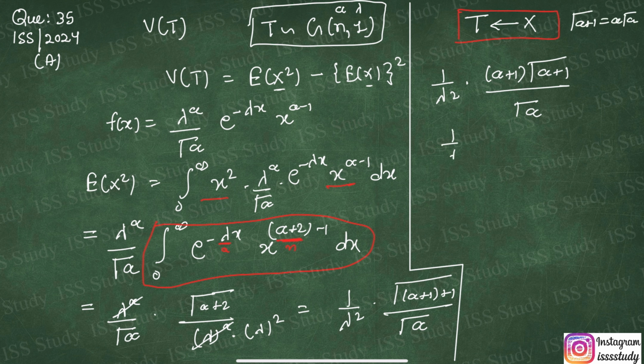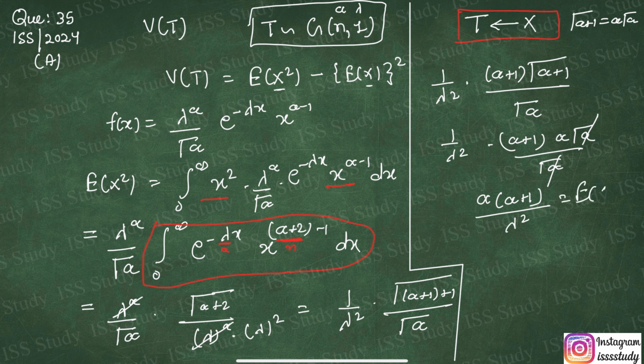So now 1 upon lambda square into alpha plus 1, and here I can write alpha gamma alpha. In the denominator I have gamma alpha, so I can cancel this out. And what do I have now? I have alpha times alpha plus 1 whole upon lambda square. So this is the value of the expectation of x square. And we already know the value of the expectation of x, which was alpha upon lambda. So now we got these values for the general PDF.